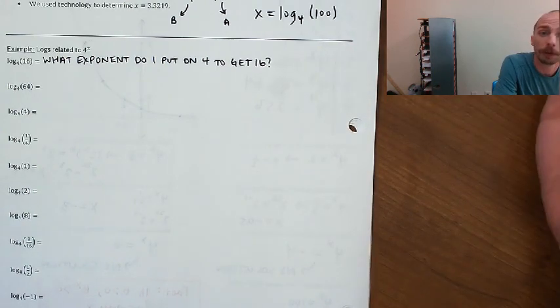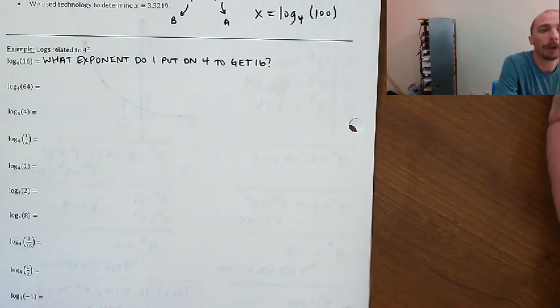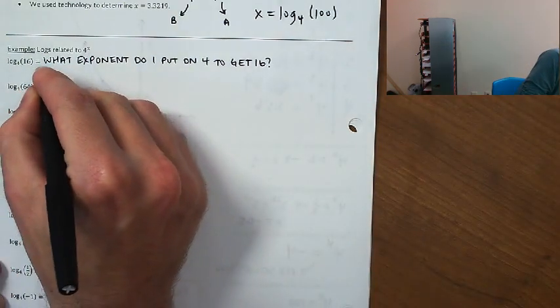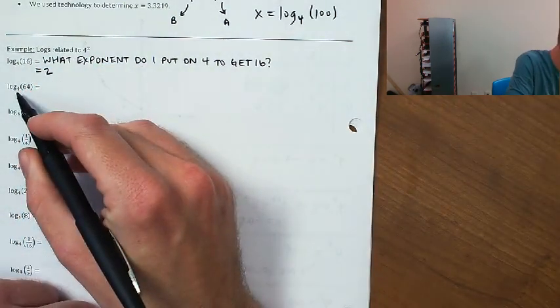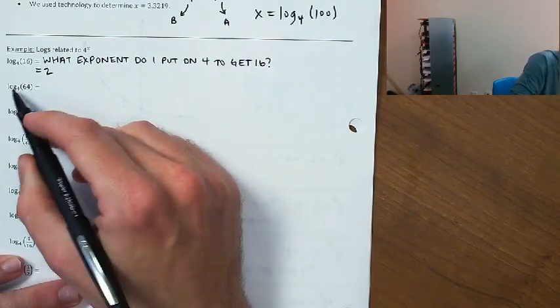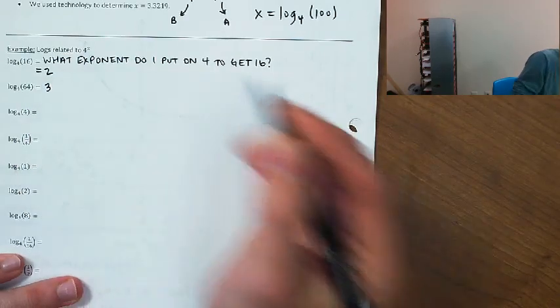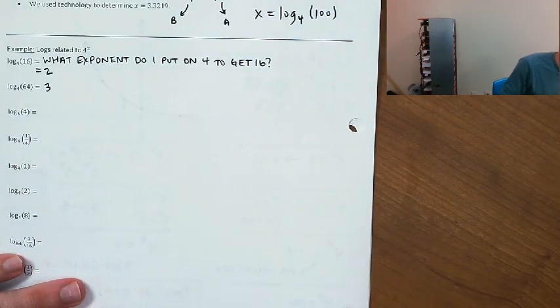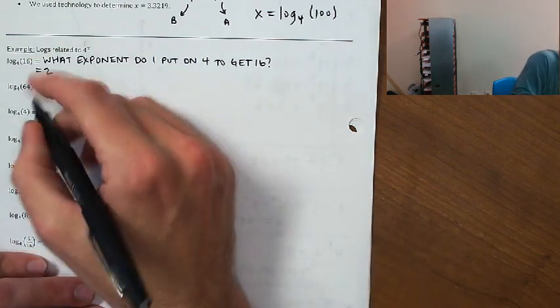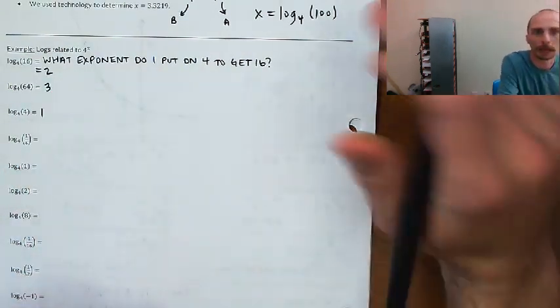I'm going to think about it for a second, and I'm going to put the 2 exponent on 4 to get 16. So this is going to equal 2. What exponent do I put on 4 to get 64? 4 to the 3 is 64, so log base 4 of 64 is just the exponent I put on 4 to get 64. Log base 4 of 4, what exponent do I put on 4 to get 4? That's the 1 exponent, because the first power of something is just that.